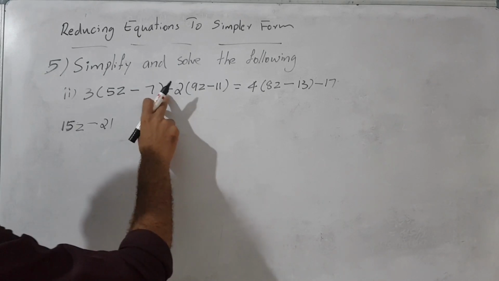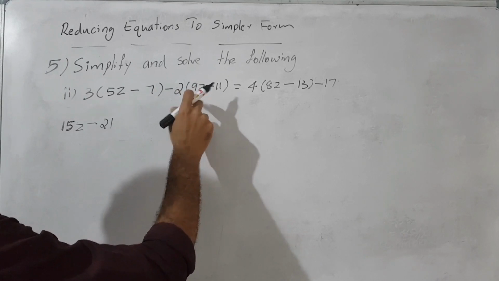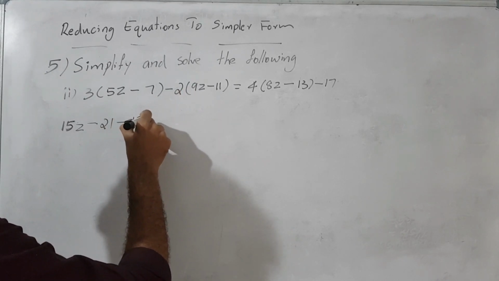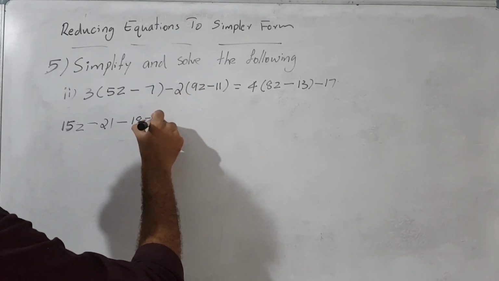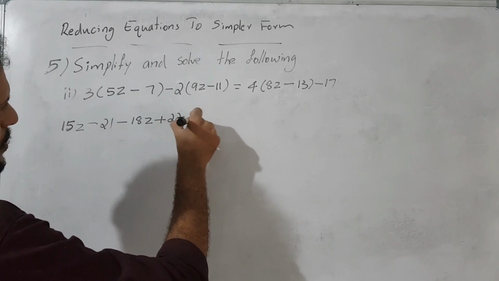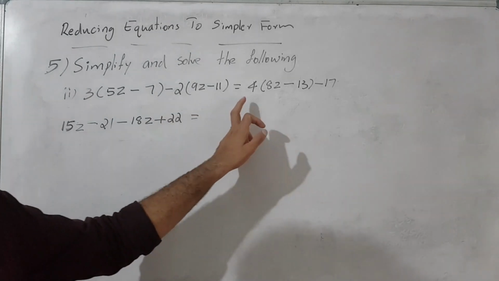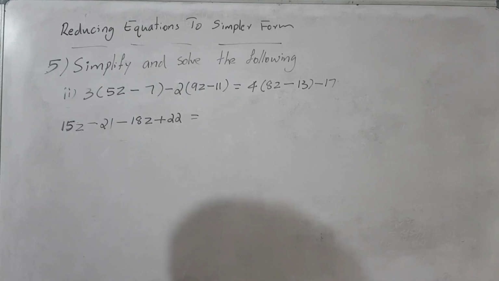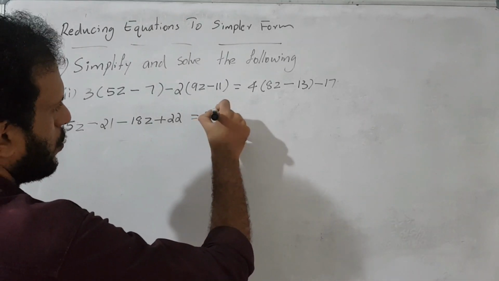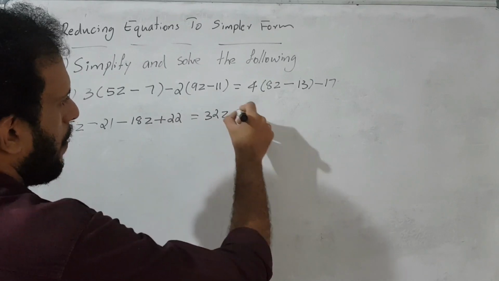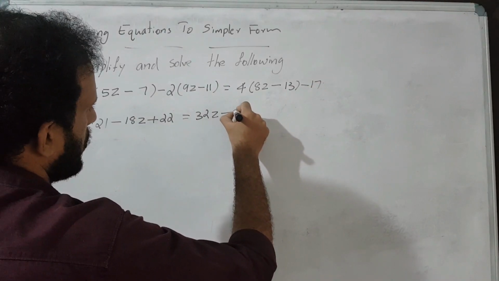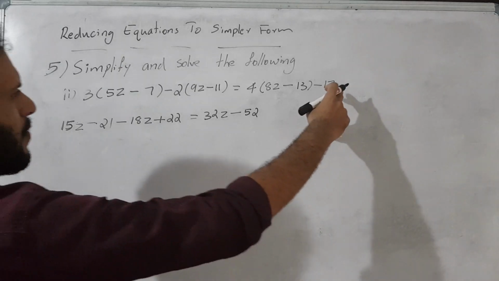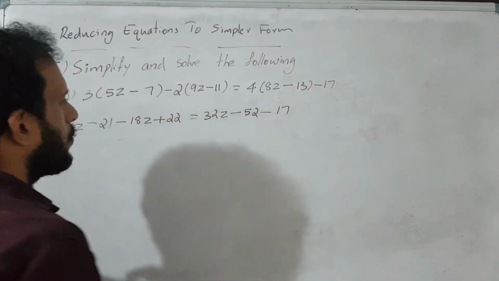The next, minus 2 into 9z. What is minus 2 into 9z? Is minus 18z. Minus 2 into minus 11. What is minus 2 into minus 11? That one is plus 22. Is equal to 4 into 8z. 4 into 8z is 32z. Minus 4 into minus 13. 4 into minus 13 is minus 52. Then minus 17 is separate, so minus 17.